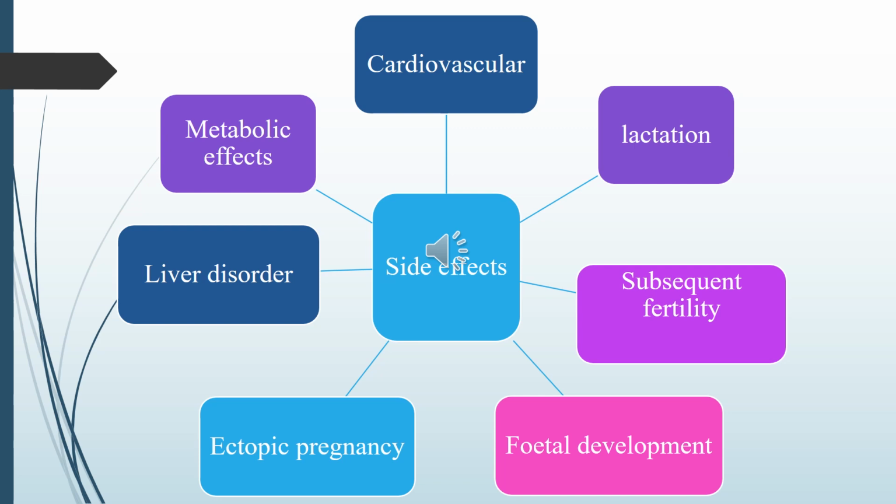Now, females who suffer from liver disorders should be prescribed these pills very carefully, as the pills can aggravate these liver disorders. There are also certain metabolic effects, like these pills can elevate the blood pressure, and they can also alter the serum lipid levels. There are other unwanted side effects, like breast tenderness. A female can gain weight of around 2 kgs or more. There can also be headache, migraine, and bleeding disturbances.